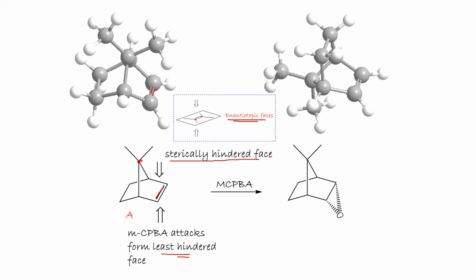I put these faces in 3D. See, this is the upper face, and this is the bottom face, but I just flipped it. As you can see, this face is not sterically hindered. So the peroxy acid will attack from the bottom face to form this epoxide. Agree? Then we go next.